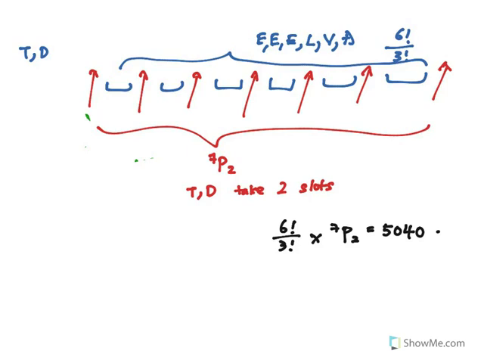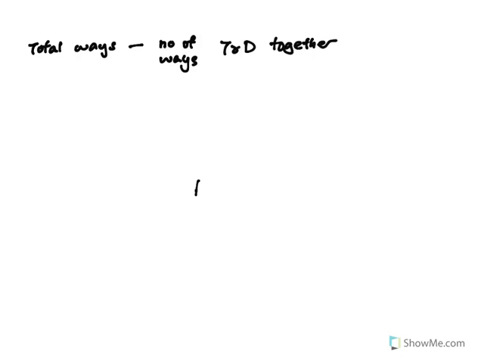Another way to look at this is that if we want to find the number of ways in which T and D are not together, we can find the total number of ways minus the total number of ways that T and D are together. This is what we call the complementary method. This is method 2. So total number of ways actually is just from part 1.